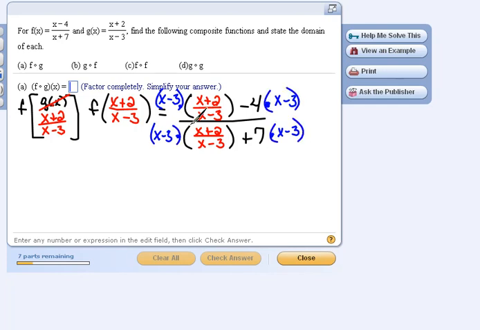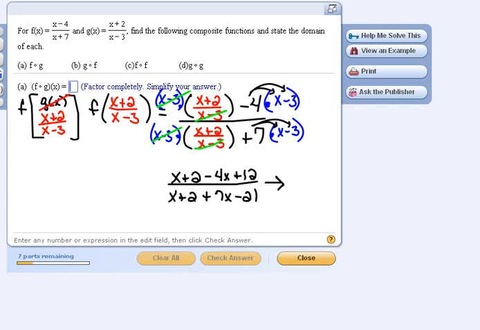Alright, now look at one term at a time. In the first term, the x minus 3's will cancel. So we have x plus 2. For our second term, we're going to have to distribute the negative 4 to the binomial. So that would be minus 4x plus 12. Now on the bottom, again, look at one term at a time. For our first term, the x minus 3's will cancel. So we have x plus 2. And now for the second term, we have to distribute our 7. So that would be plus 7x minus 21.